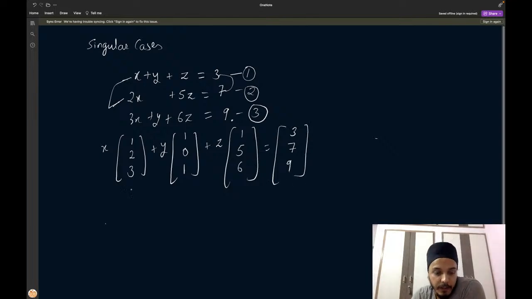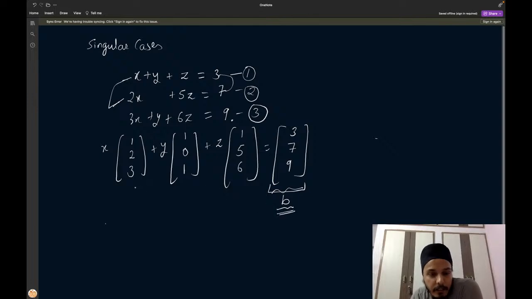So in our column picture we have three vectors here. If we have only a single combination of these vectors forming this vector, then it will be a non-singular case. If we have many combinations of x, y, and z for this solution, then it will be a singular case. Let us call this vector the b vector.